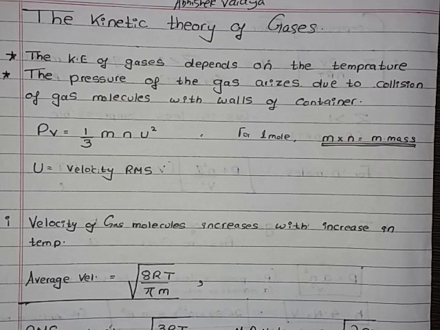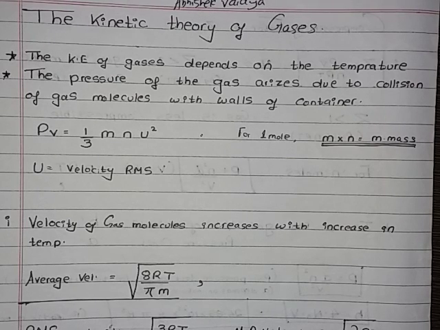The pressure of the gas arises due to collision of gas molecules with the walls. And PV equals nRT, like that. PV equals m n u square upon 3, where u is equal to RMS velocity. You learn the formula afterwards.